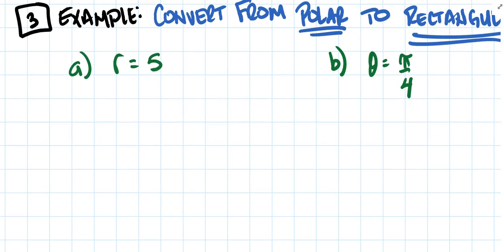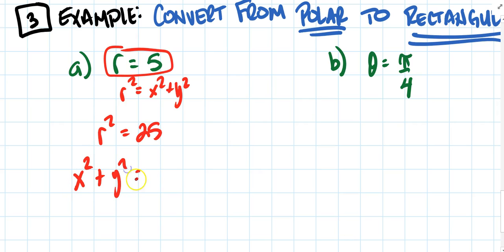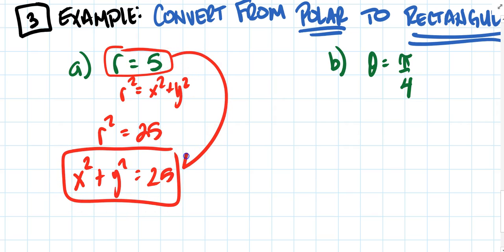So I have r is equal to 5. What I do know is that for every r squared, I would get an x squared plus y squared. So if I'm given that r is equal to 5, if I square both sides, I would have r squared is equal to 25, because 5 squared is 25. And then I can say, well, r squared is just x squared plus y squared, which is equal to 25. And now I have changed my polar equation into a rectangular equation.